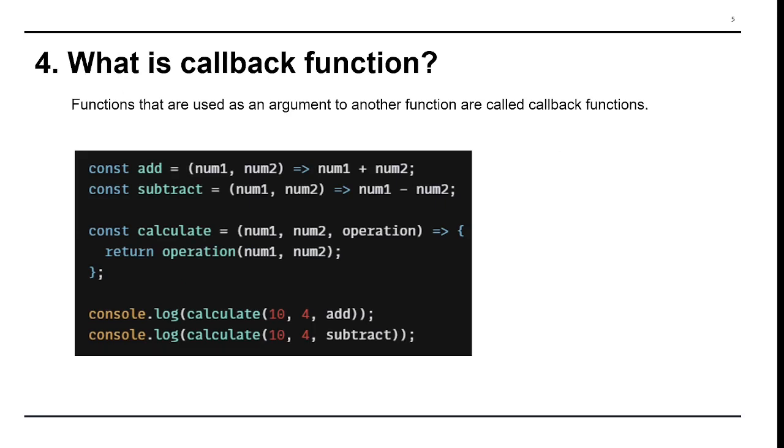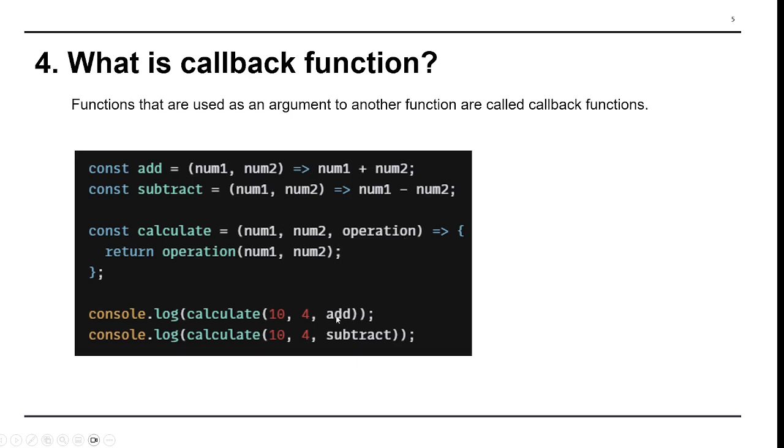What is callback functions? Functions that are used as an argument to another functions are called callback functions. In this example, we can see there are three functions. The first one is add for adding two numbers. The second one is subtract for subtracting two numbers. And the calculate function takes two numbers and one function as its arguments.